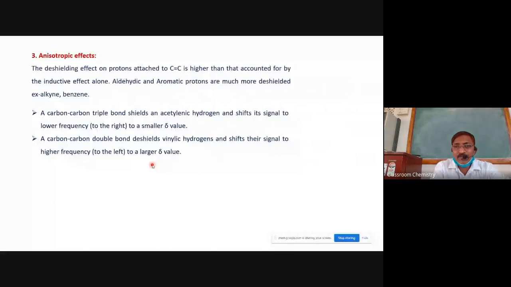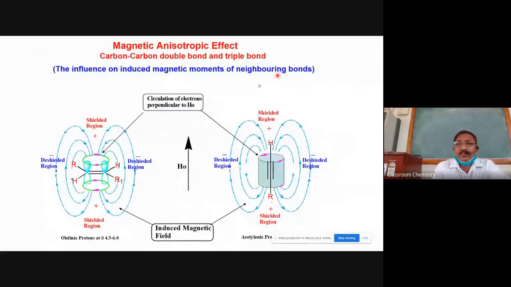So we'll see the first example, that is the magnetic anisotropic effect when carbon-carbon double bonds and carbon-carbon triple bonds are there. Why can it take place? Here we just have to take the very first example, like olefin. In this case, what will happen? When olefin is kept in an applied magnetic field, this is the applied magnetic field H0.